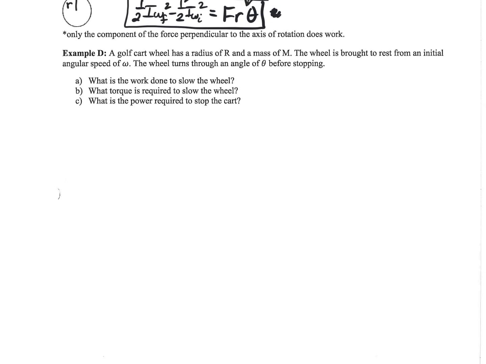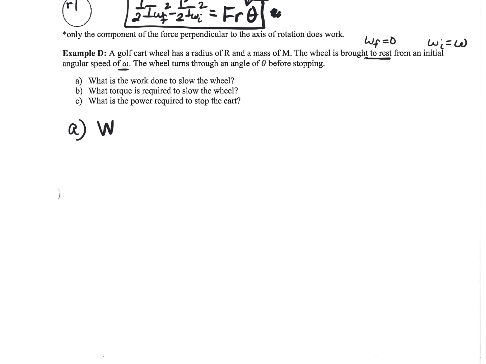A golf cart wheel has a radius of r and a mass of m. The wheel is brought to rest from an initial angular speed of omega. The wheel turns through an angle of theta before stopping. What is the work done to slow the wheel? So we want to know the work done to slow the wheel. And all we know is it has an initial angular speed of omega, and it's brought to a rest. So we know omega initial and omega final, and omega initial equals omega.